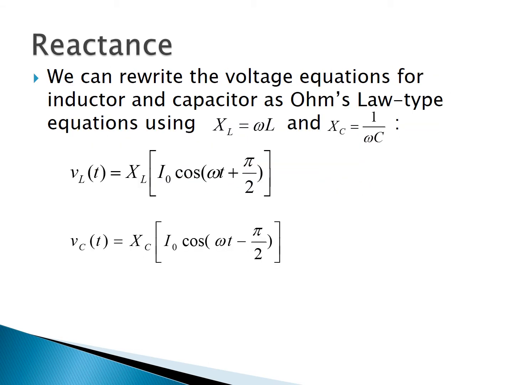So on this slide, what I'm showing is that using reactance, we can look at the voltage equations for the capacitor and the inductor as Ohm's law type equations. So it's like V is equal to I times R, where R would be our reactance. So what we're really getting at is trying to analyze AC circuits in a similar way to DC circuits, as you can see here.